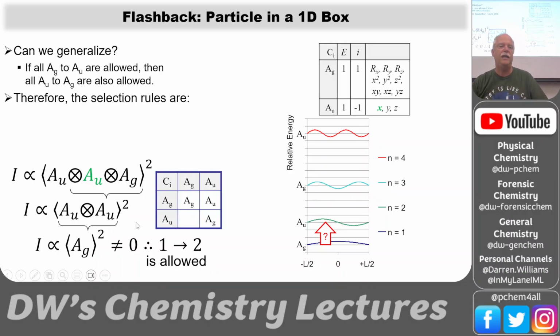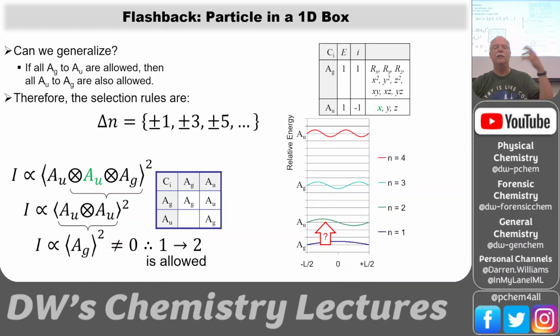So all of those AG to AUs are allowed, and also all AUs to AGs are allowed with the single photon of light. Okay, so these are our selection rules, plus or minus 1, 3, 5. Those are all the situations where you have a G to U or U to G transition using a single photon of light.